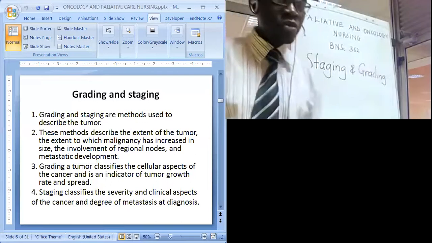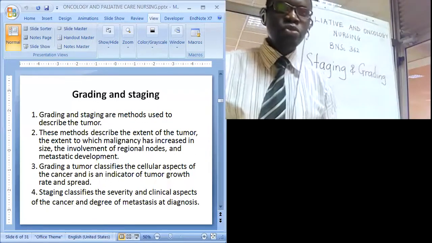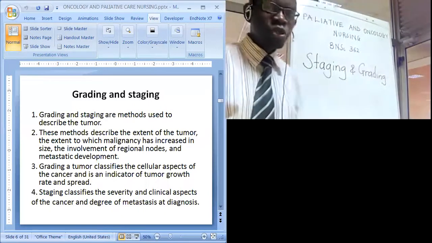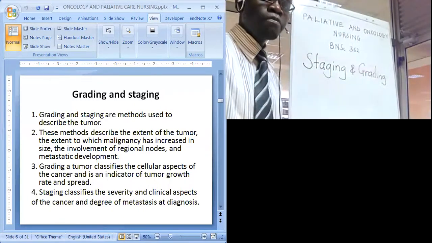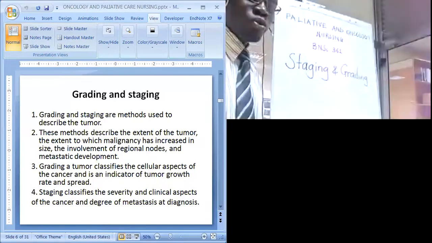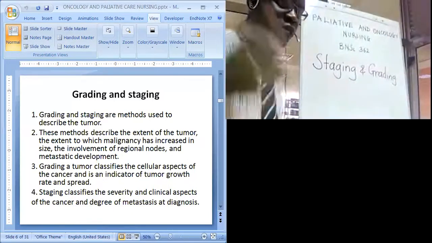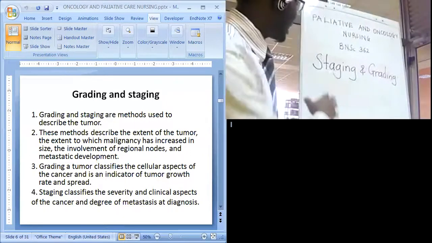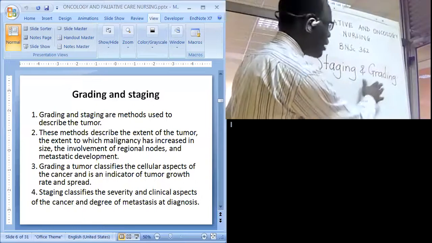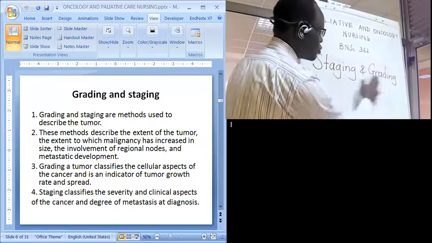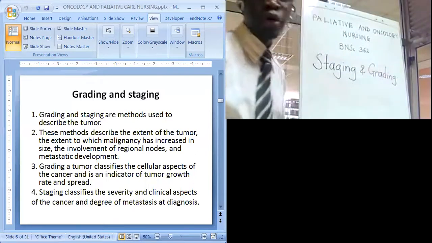This is something that you really need not over concentrate on, because it is not a very big issue, it's not a big deal, but you ought to know about it. What do we mean by staging, or what do we mean by grading? These two words are different, as we are going to see.